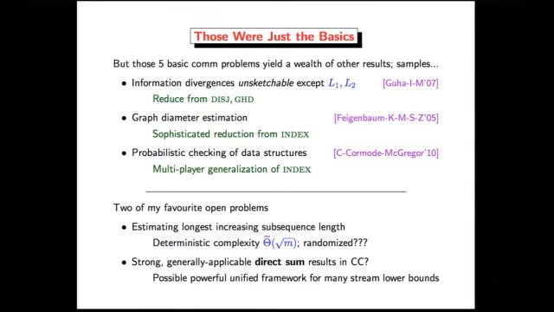Sometimes you need to generalize the problem in some unexpected ways. So there's some recent work I had with Graham and Andrew on probabilistic checking of data structures. And these also involve reductions basically from a version of index that involves many players. Okay, so I won't say much more about how we can make a problem that looks like index that involves many players, but you can, and that's what gives you the result. Let me end by just putting up 2 of my favorite open problems in this space.